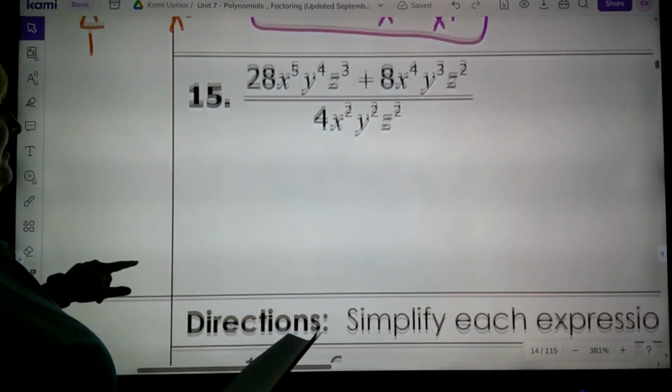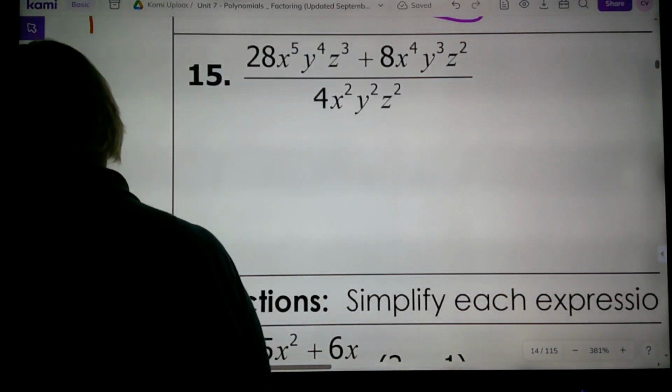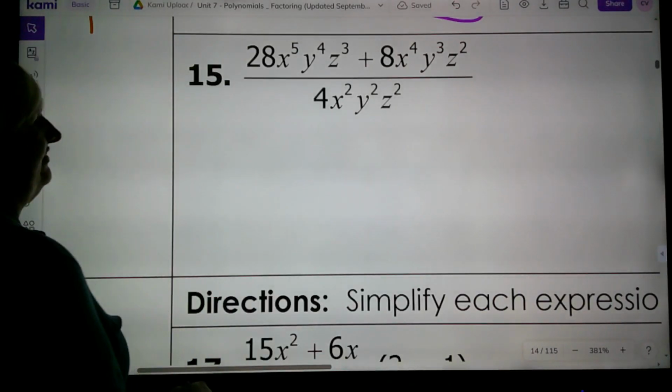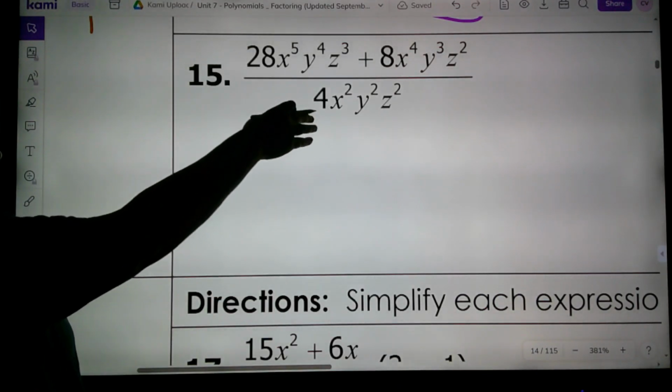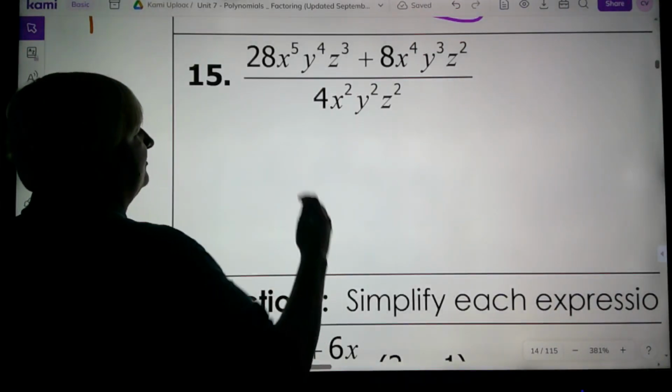Alright, let's see how crazy these get. Look how crazy. Yes, I can do that. Alright, this one is not as bad as the previous one. It looks worse because of all the variables. Just make sure you're paying attention to the variables.